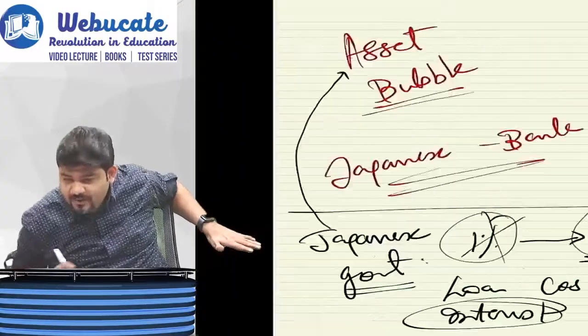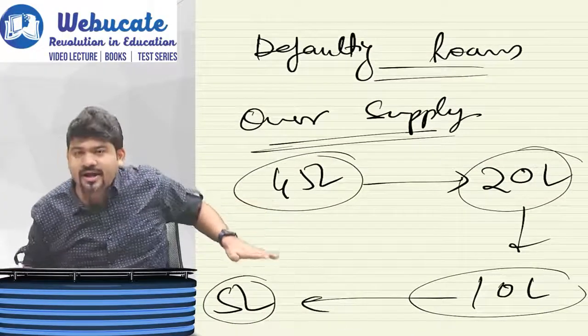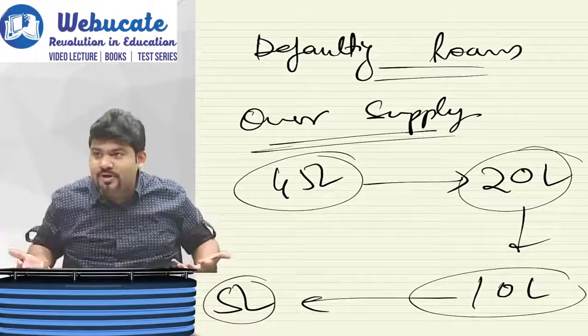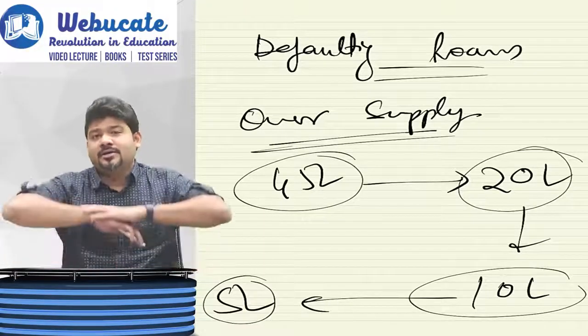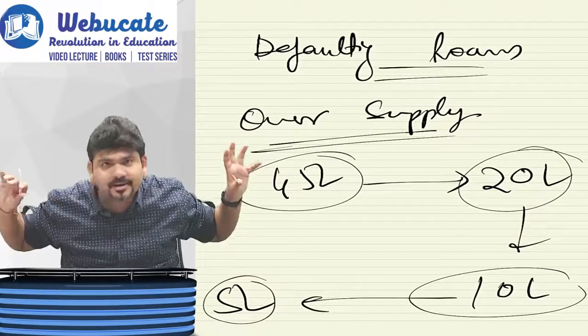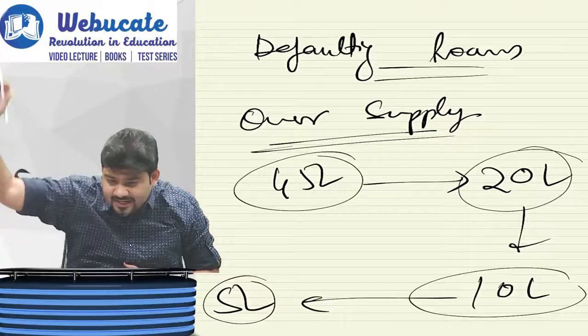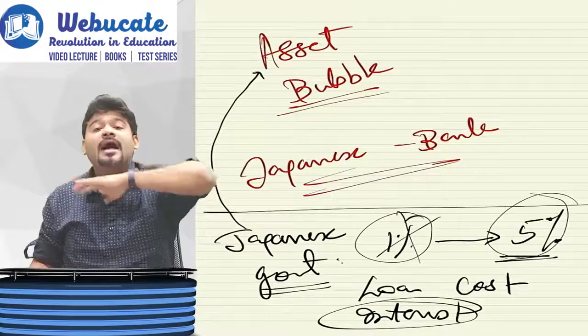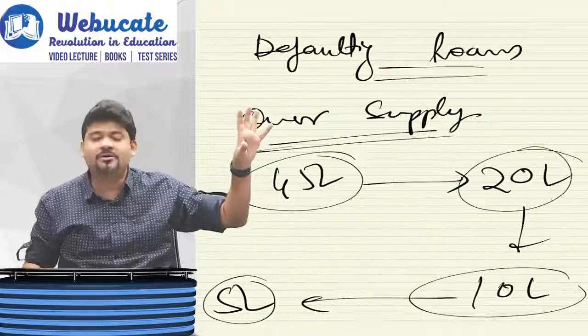Correct? Now the value has gone down and down and down because people are defaulting. Banks have enough of mortgage oversupply. And now the interest rate has shot up. There are no loans available at a cheap rate. And the real estate bubble burst. And this real estate bubble created havoc in the Japanese economy.